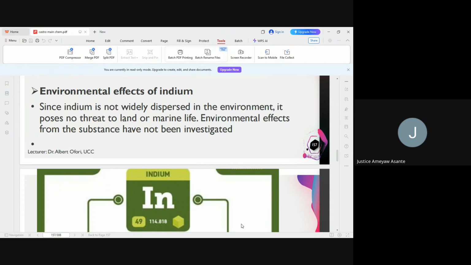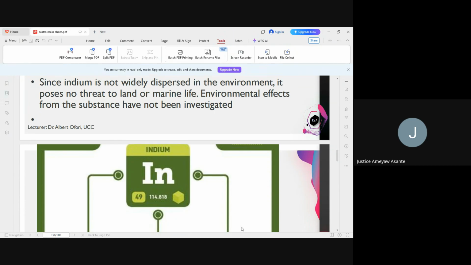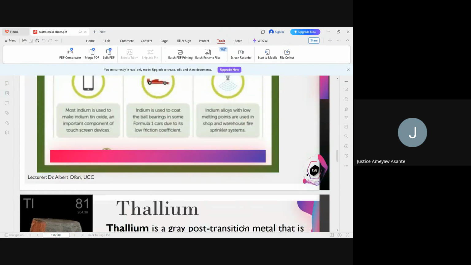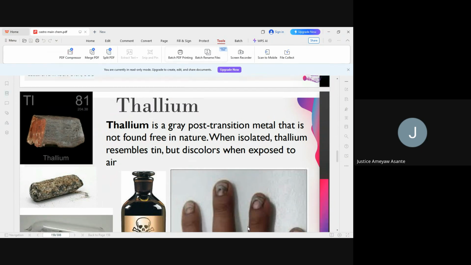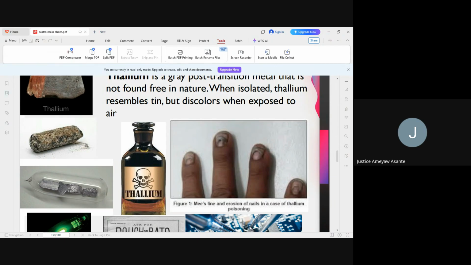Environmental effect of indium. Since indium is not widely dispersed in the environment, it poses no threat to land or marine life. Environmental effects from the substance have not been investigated, so we don't have much information about indium. Thallium. Thallium is a very gray post-transition metal that is not found free in nature. When isolated, thallium resembles tin, but discolors when exposed to air.